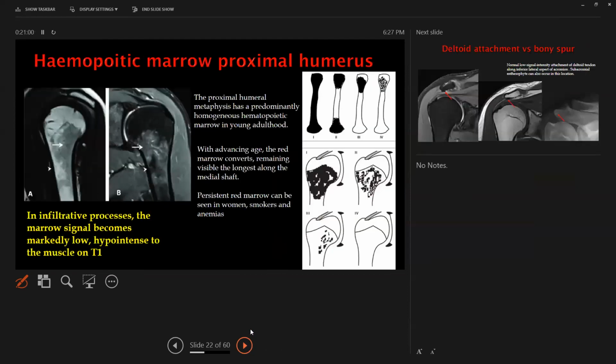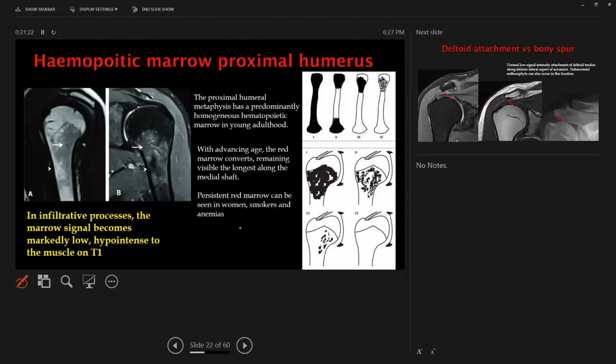Okay, coming to another pitfall, the hemopoietic marrow in the proximal humerus. Usually in the medial aspect, there is this hemopoietic marrow, which looks dark on T1 sequences and bright on, this is a PD FATSAT image.